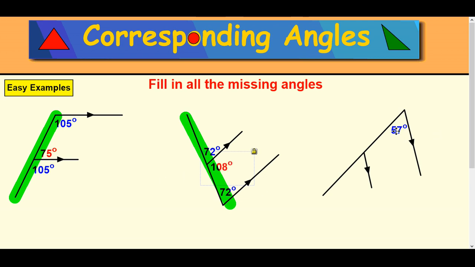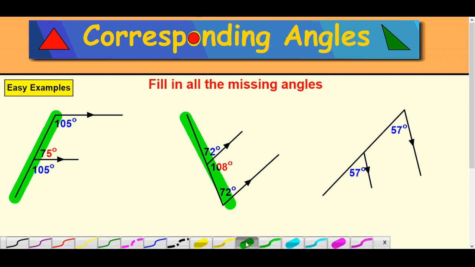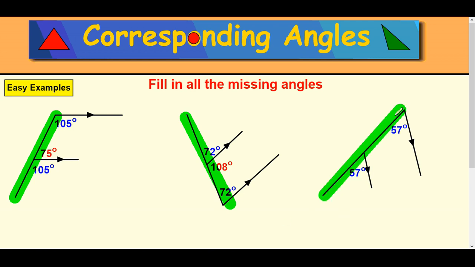And the last one, we've got the 57, which will slide down to here. Again, these are the same angles. And these two add up to 180 degrees. Again, if you're looking at that idea there, there's your straight line. So 180 degrees, and if you take away 57, you'll get 123.